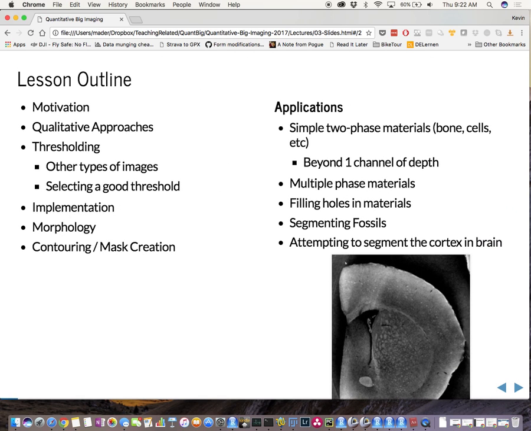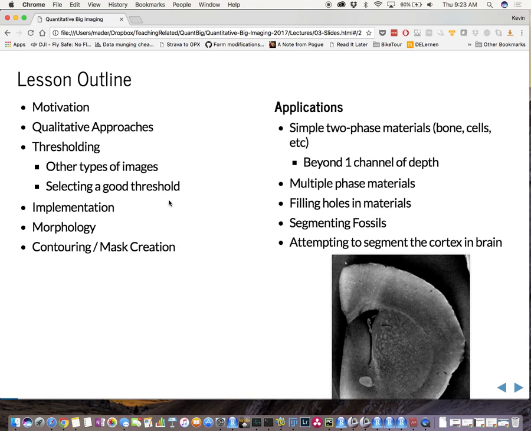So as a brief outline, the first is really the motivation. Why is segmentation important at all? What are the qualitative approaches that we have? How does thresholding work, and what does this actually mean for us? A little bit on implementation. And then this idea of morphology, contouring, and mask creation. Those are follow-ups. So once you've come up with a reasonable segmentation, what other tools do you need in order to get good results out of your images?